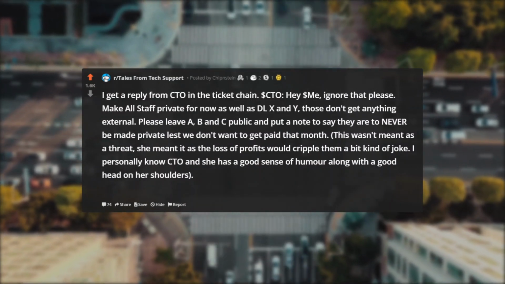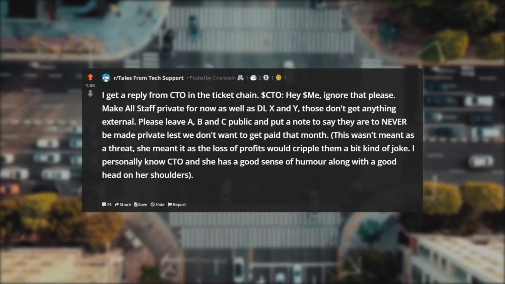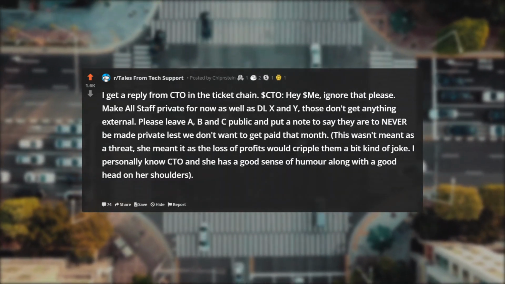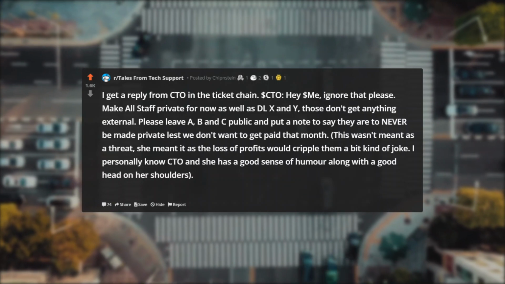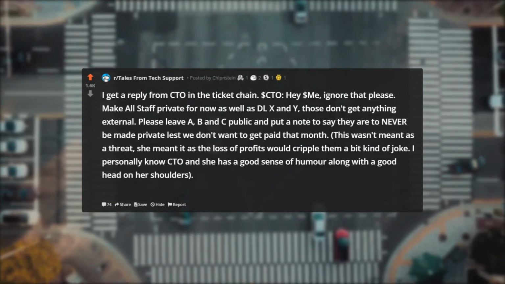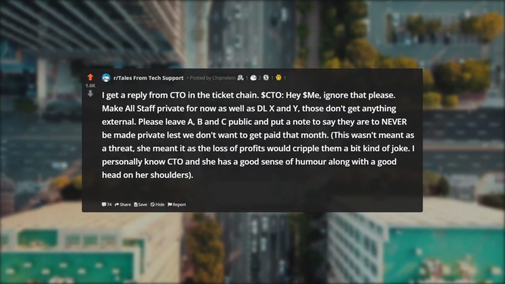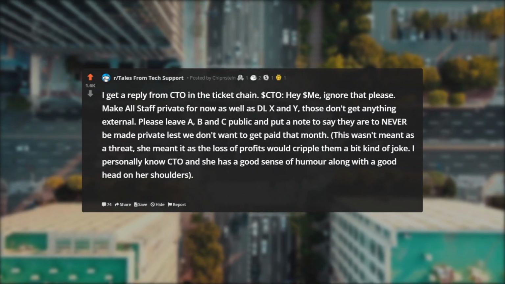I get a reply from the CTO in the ticket chain. $CTO: Hey $me, ignore that please. Make all staff private for now, as well as DLX and Y, those don't get anything external. Please leave A, B and C public and put a note to say they are to never be made private, lest we don't get paid that month.